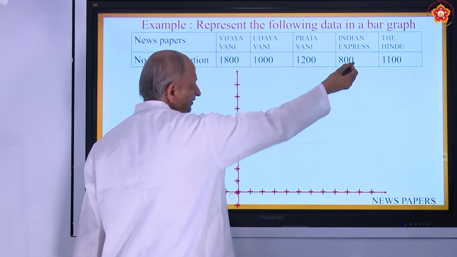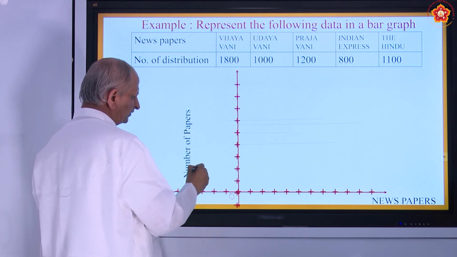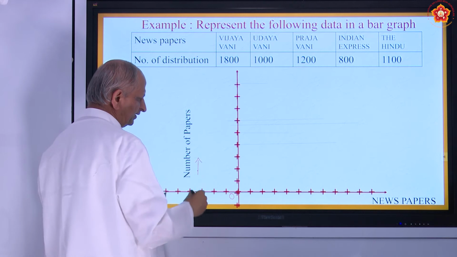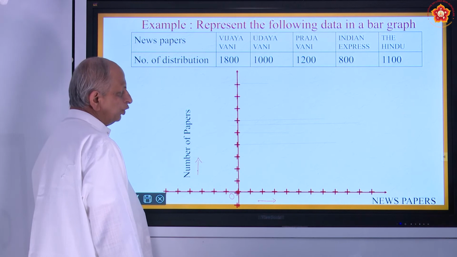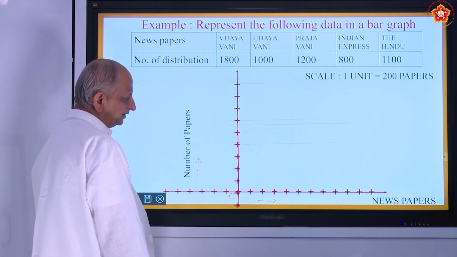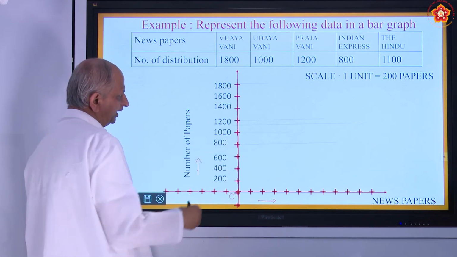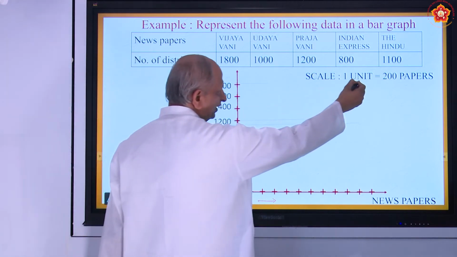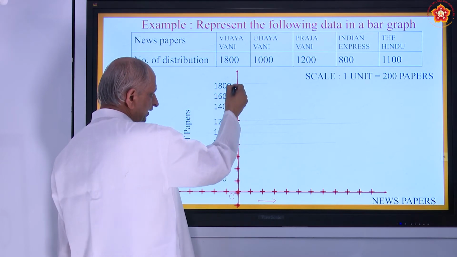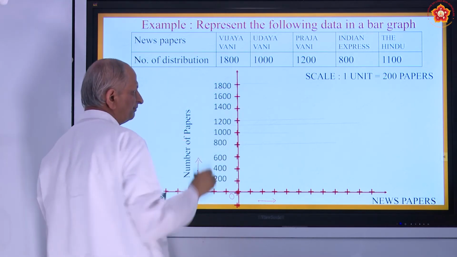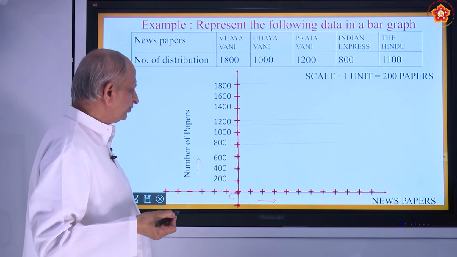These are the number of papers that are being sold out for distribution. So this goes like this, number of papers like this, and names of papers like this. And then you must write the names of the different papers. So this is a number. The scale is for every 1 unit or 1 centimeter equal to 200 papers. So 200, 400 like that, you have to write up to 1800, but that is a maximum. So you must see what is the maximum number of papers being distributed.